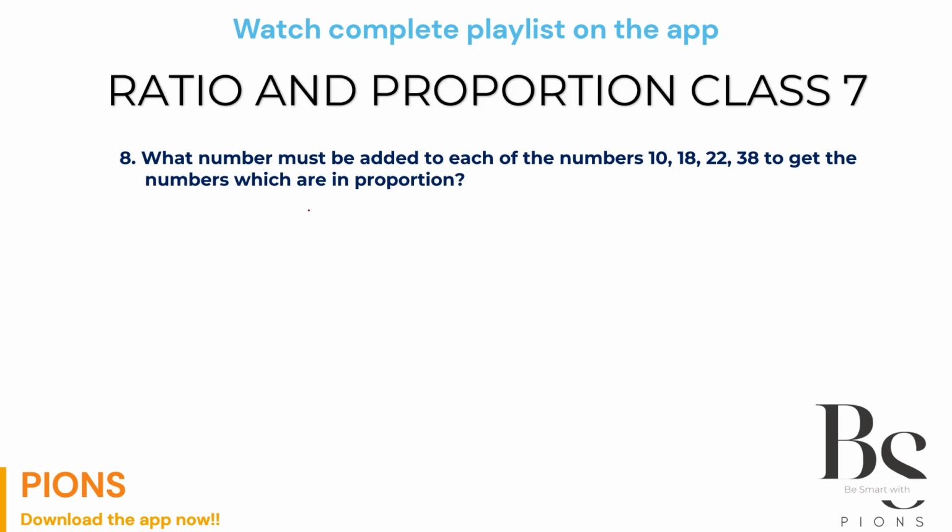So I don't know what to add. So let's assume that x must be added to these numbers. So when you add, it will be 10 plus x is to 18 plus x proportionate with 22 plus x is to 38 plus x.